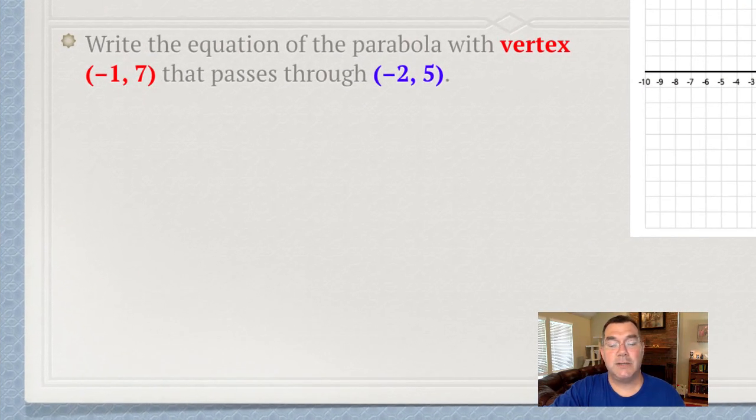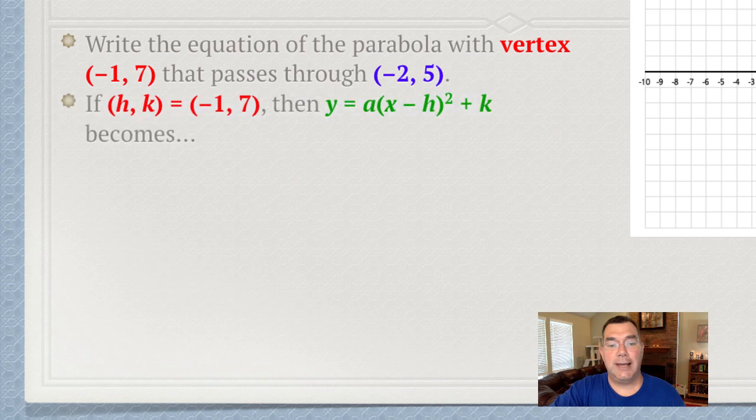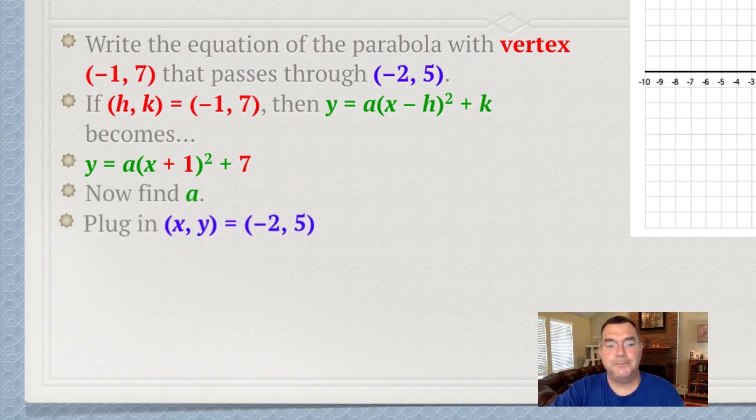I know the vertex of this one is at (negative 1, 7), and there's another point at (negative 2, 5). So knowing that the vertex is at (negative 1, 7), I can replace h with negative 1 so that my x minus h becomes x plus 1. And then that k at the end becomes 7. So now I just need to find a again.